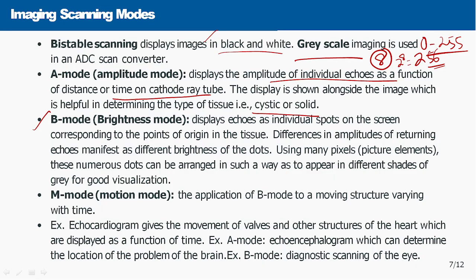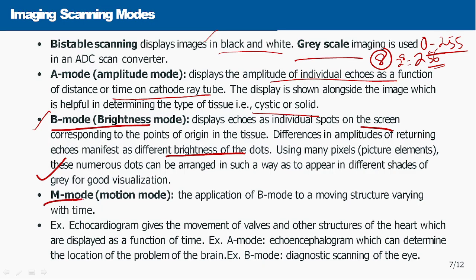Individually it can spot. You mark here, the difference in amplitude of returning echoes manifests as different brightness or dots. Using many picture elements, these numerous dots can be arranged in such a way that they appear as different sets of gray and give good visualization. This one is used for better visualization.